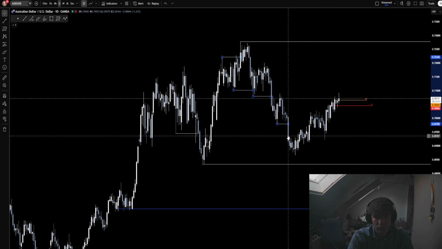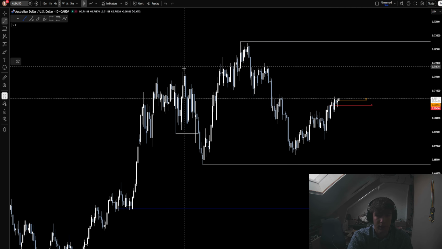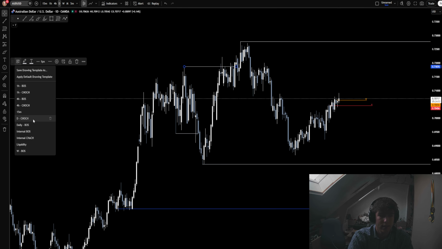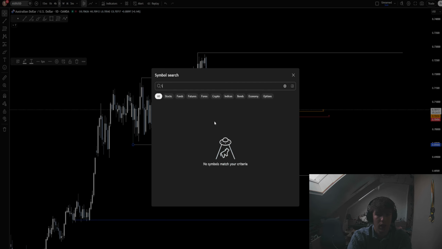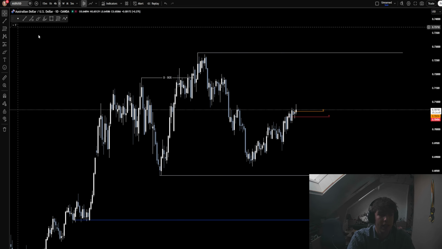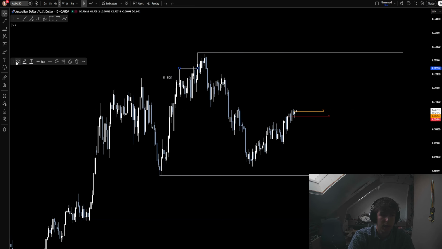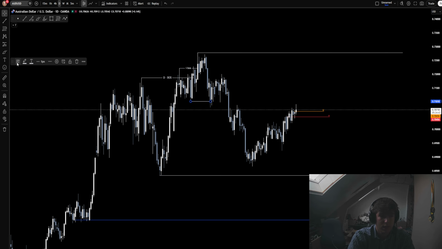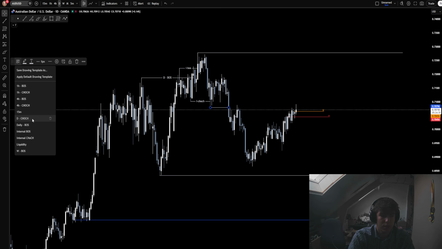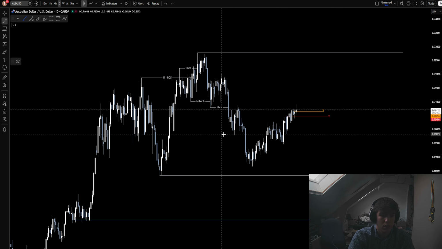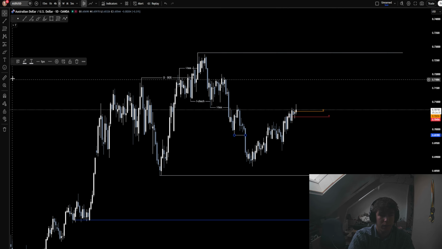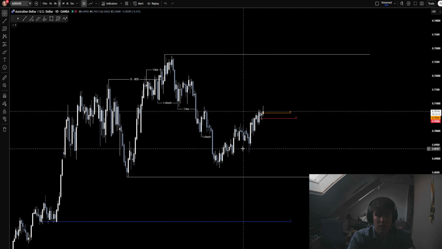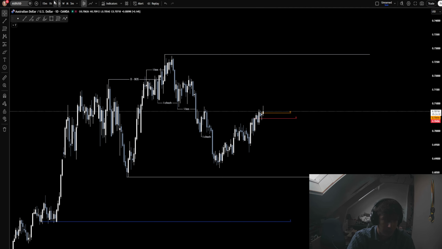So my chart would look something like this. I mark my latest daily break of structure. I mark every single internal structure. So this will be my daily, or just my internal break of structure. This is the internal change of character. This is also the internal break of structure. Same here. Okay, this is what I do on the daily time frame.